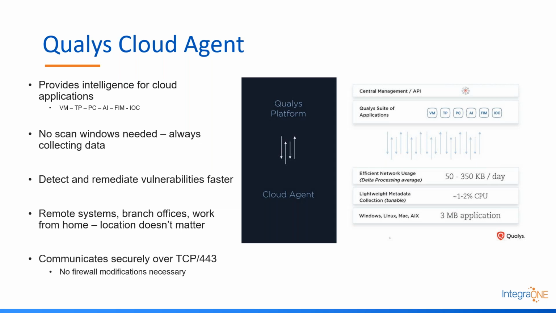The cloud agent, where does this fit very nicely? Remote systems, branch offices, work from home, location doesn't matter. It communicates over the internet, TCP 443 up to the console. So, typically no firewall modifications are necessary. So the cloud agent's definitely a huge piece of the solution here.